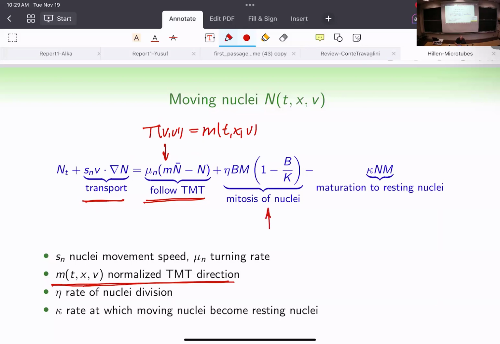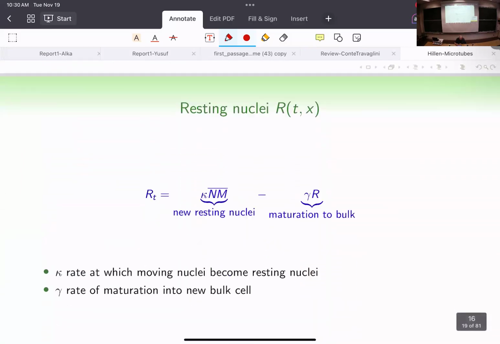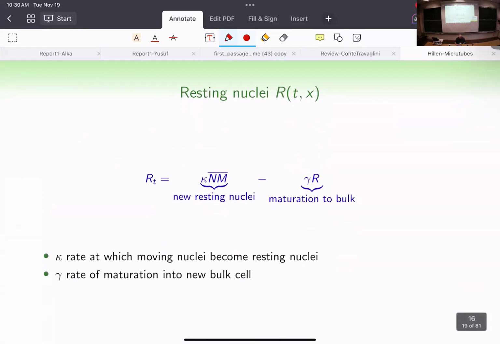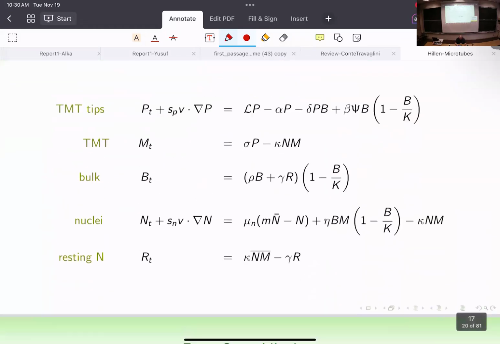Nuclei are produced by cell division from existing nuclei, and they mature into resting nuclei and then into bulk cells. Okay, and then the last equation is for the resting nuclei R. They come from moving nuclei in the microtubes, and then they mature to become bulk cells with the rate gamma. Okay, so far so complicated.